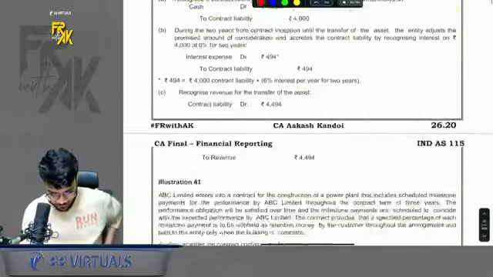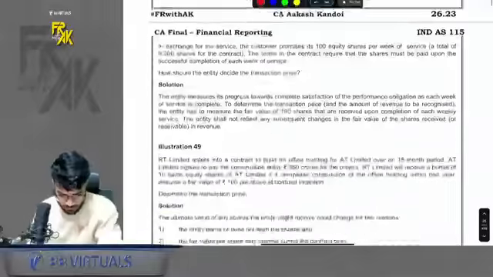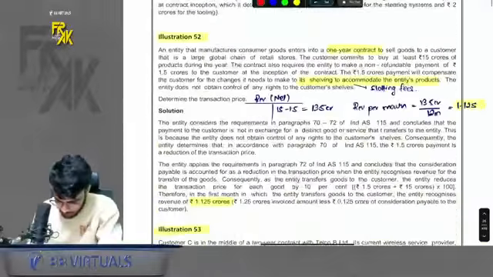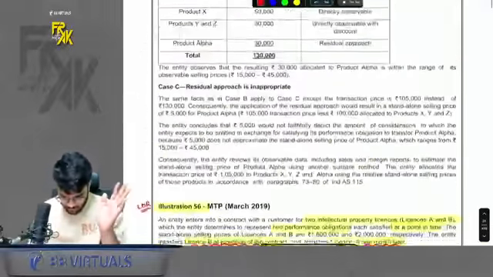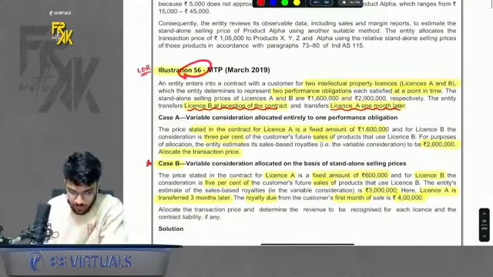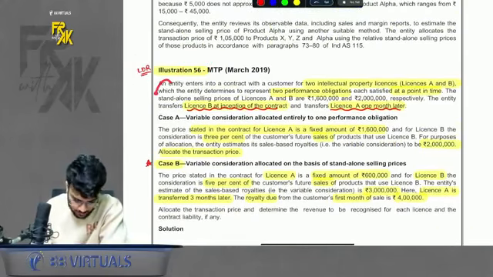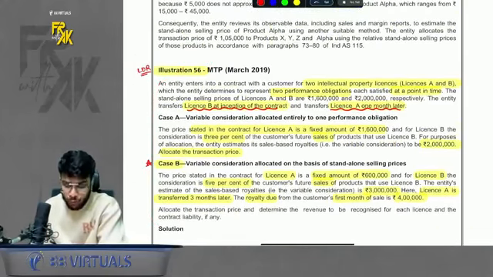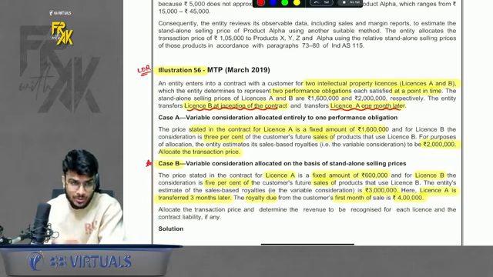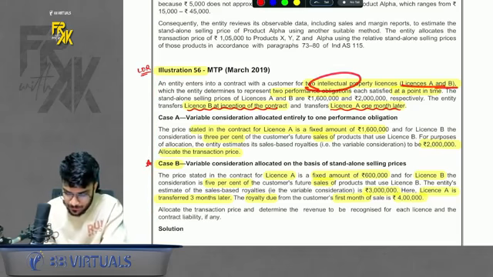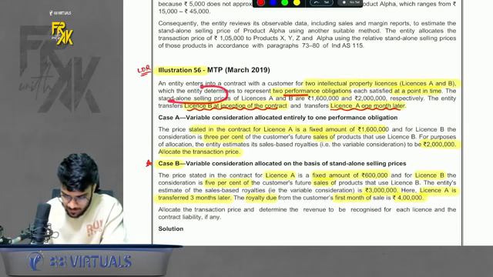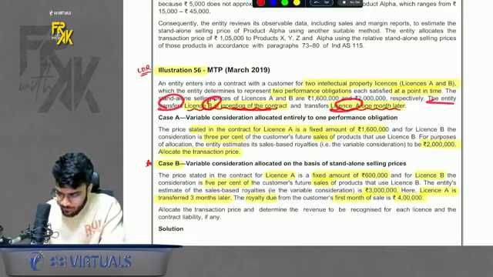A very good question. Now in sequence, which other question comes? I will discuss only good questions. This 56 is a very good question. Please have a look here. I will urge you, if you don't understand this, please have a look at the solution also, which I am giving in the board notes. So it says we have two licenses, license A and B. The SSP is given. License A SSP is 16. License B SSP is 20. The entity transfers B at inception and A 1 month later.